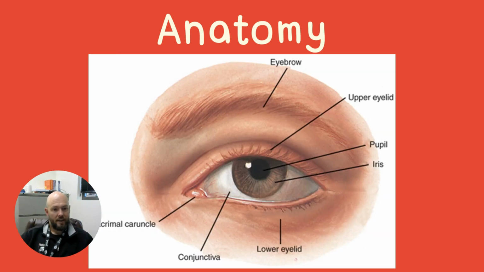So here we have a visual of the outside of the eye, what can be visualized. So you have your eyebrow, obviously, your upper and lower eyelid. Your pupil is the dark spot in the middle of your iris, which is the colored portion of the eye. And then your lacrimal caruncle, this is like a tear duct. And your conjunctiva. Conjunctiva is the membrane that covers the eye.